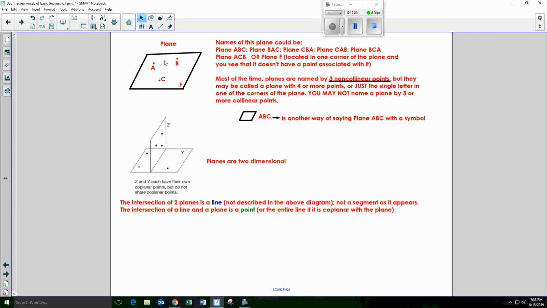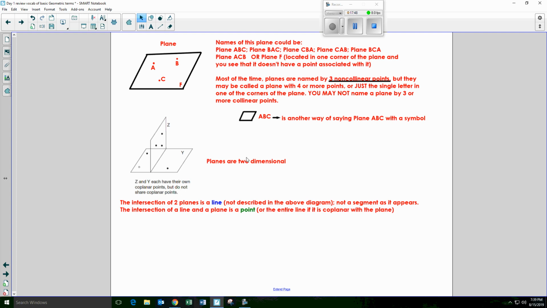If that C was right up in here, so I could have taken a ruler and drawn through A, C, and B at the same time, making a line, I cannot call it that. It has to be 3 non-collinear points. Don't forget that. I can either use the word plane and then name the 3 non-collinear points, or I can use the symbol. Here's the plane symbol. Looks like a parallelogram. Plane ABC. There's another way of calling it: plane ABC or BAC or any of the other names up there.